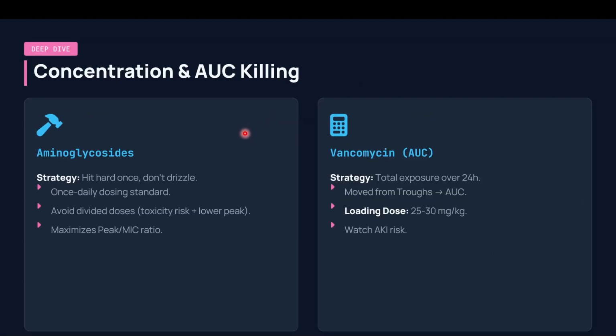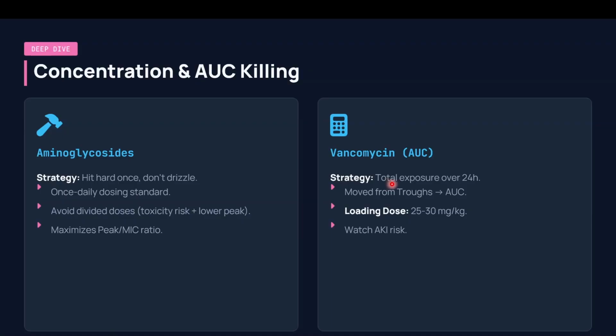For concentration dependent killing with aminoglycosides, use once daily standard dosing. Hit hard once, do not drizzle. Avoid divided dosing, as it leads to toxicity risk rather than efficacy. It maximizes the peak to minimum inhibitory concentration ratio. This is what is important. The peak to minimum inhibitory concentration ratio is what is important in the case of aminoglycosides.